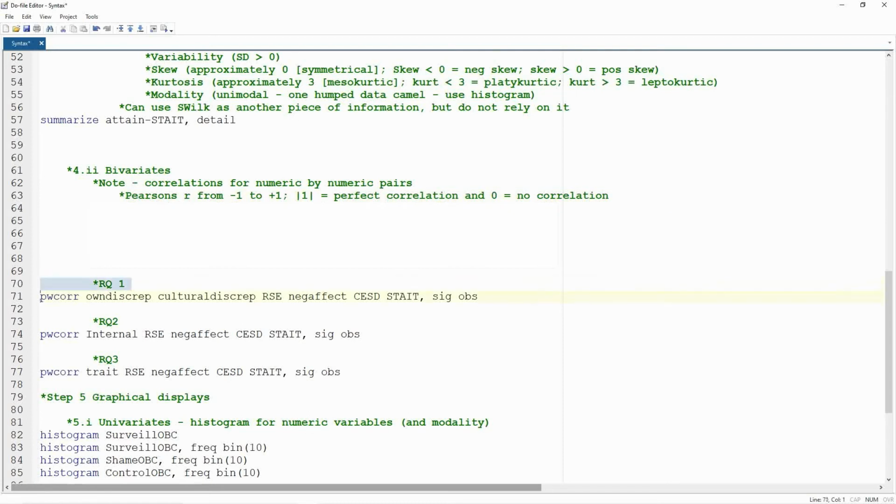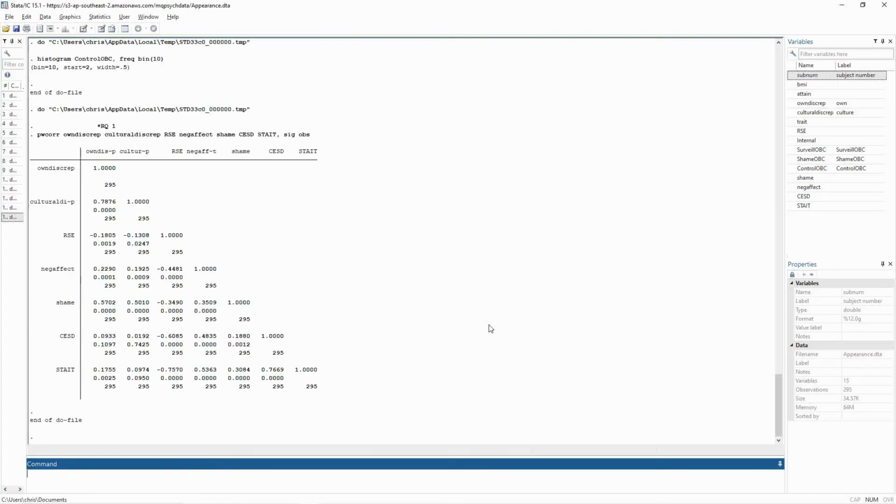So our first research question, which was about the relationship between discrepancy of own ideal, discrepancy of cultural ideals, with all of our well-being outcomes. Let's have a look at this. So we get this really, really big matrix that comes out. And what we can see is our first two columns is the own discrepancy, so discrepancy of own ideal, and then the discrepancy of cultural ideal.